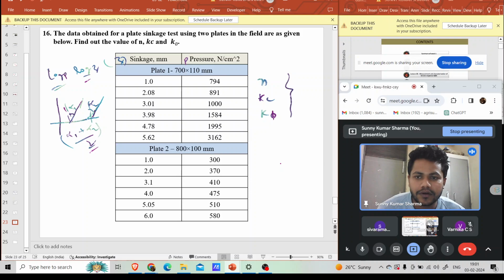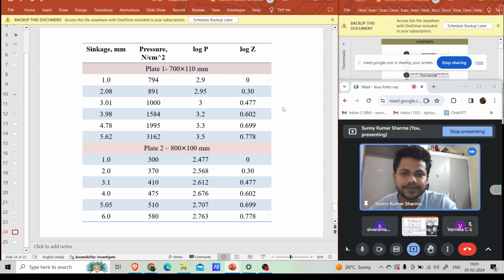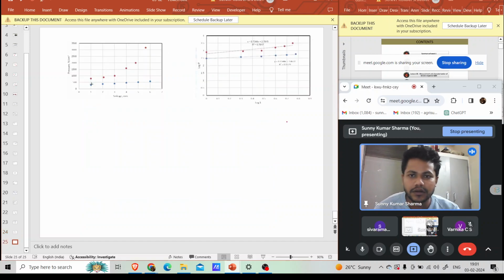So first we need to find the log of this Z, then log of P. I have done this, you don't need to plot that. This is sinkage, this is pressure, log P, and this is log Z. If you plot this, you will get this is pressure versus sinkage, and this is the curve of log P versus log Z.